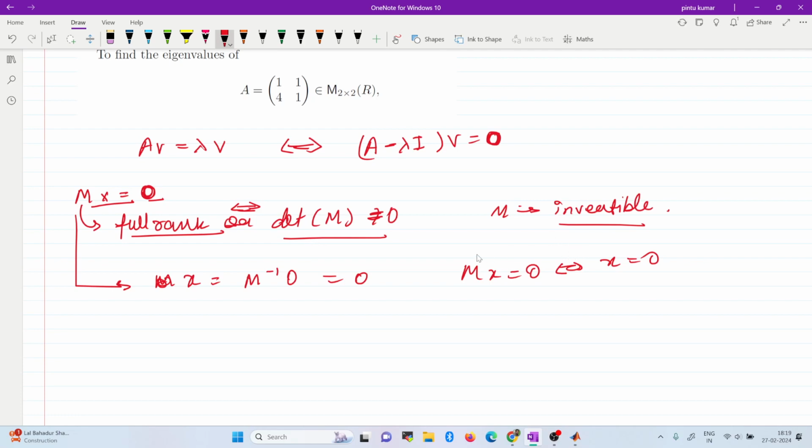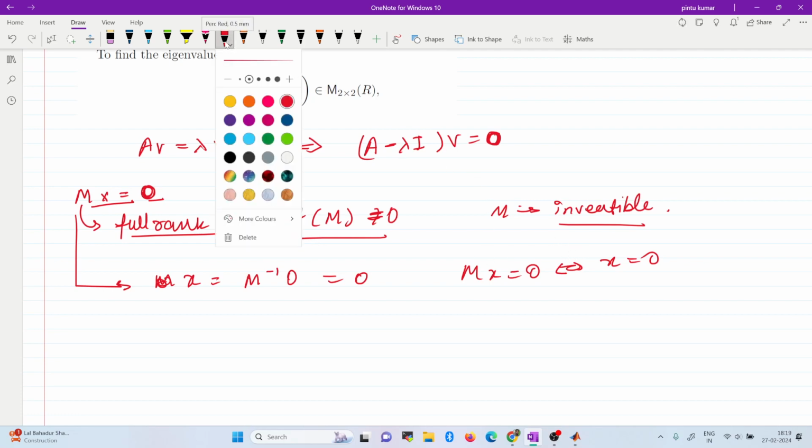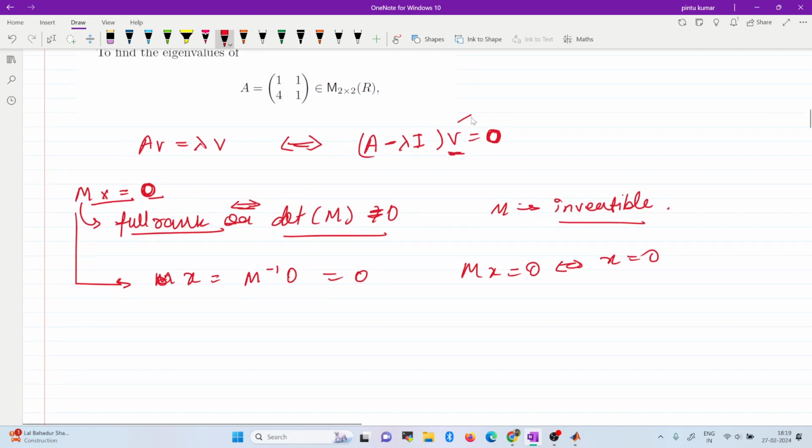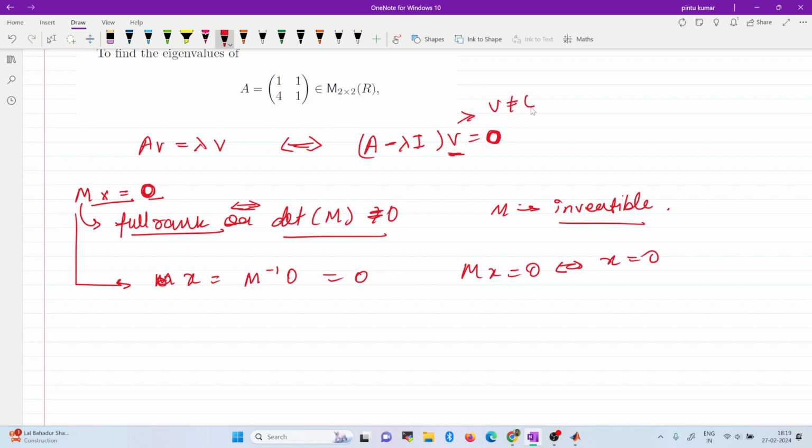Now, when we are trying to solve for eigenvectors, what we want is that our v should be non-zero. This is the condition for our eigenvector. So what we want is, the matrix that we have over here, that is A minus lambda I, its determinant should be 0. Then only it can have some non-zero solutions. So the first step when you solve any eigenvalue problem is to take the determinant of A minus lambda I equal to 0.